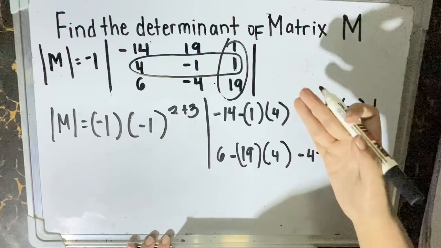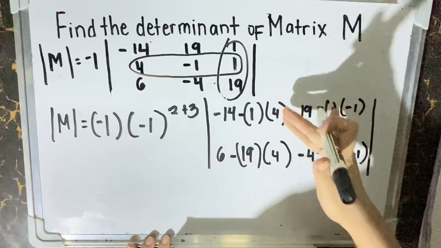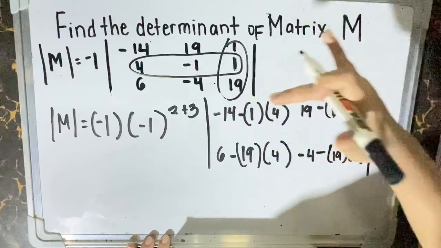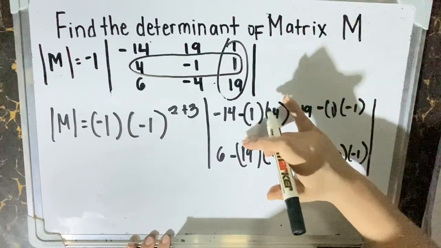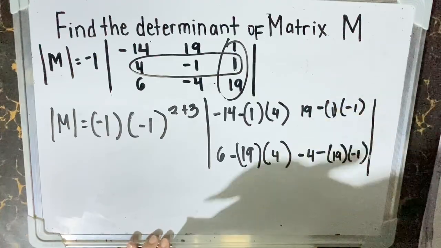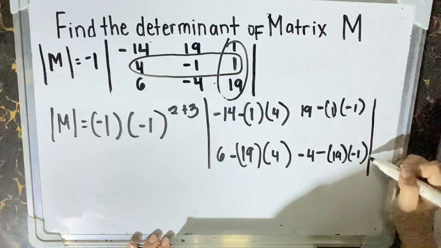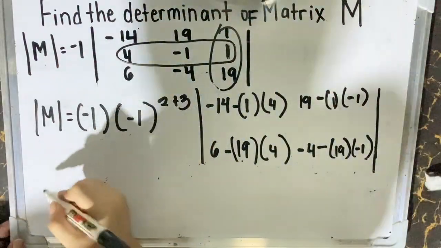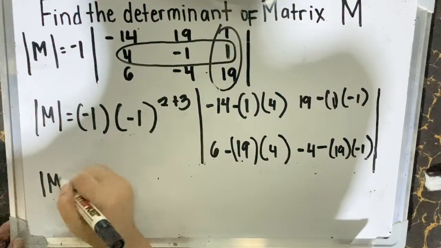So, may pattern ulit tayo dito. Makikita natin dito sa column 4, 4, negative 1, negative 1. Dito naman sa row 1, 1, 19, and 19. Para hindi tayo malito, check lang ulit natin tong pattern na to para makita natin na tama yung process na ginagawa natin. At isimplify na natin tong solution na to.